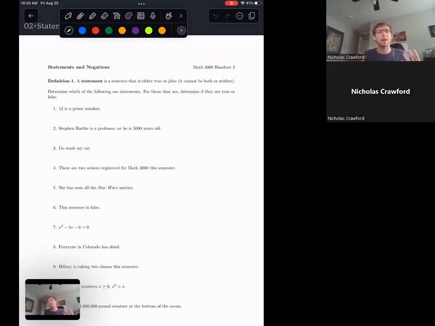So 12 is a prime number, right? This is false. It is a statement though. It's just false. This is because 3 times 4 equals 12, right? So it has another factor that's not just one in itself.